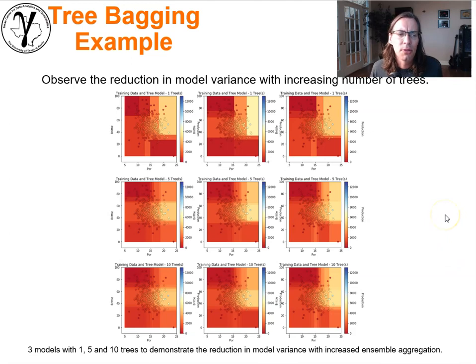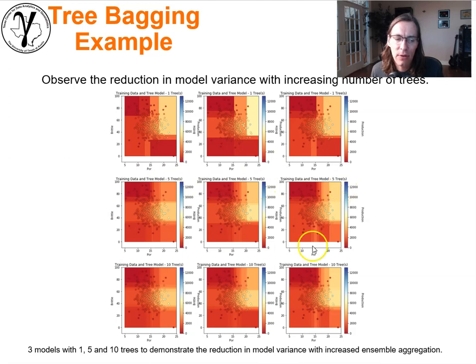Now let's try to observe the reduction in model variance with increasing number of trees. Now, this is very much ocular inspection. I'm not quantifying it here, but I hope you can see it. Here we have multiple models. This is a tree bagging example where we use just one tree, and you can see that they are pretty distinctly different. There's lots of locations where it jumps and changes quite a bit.